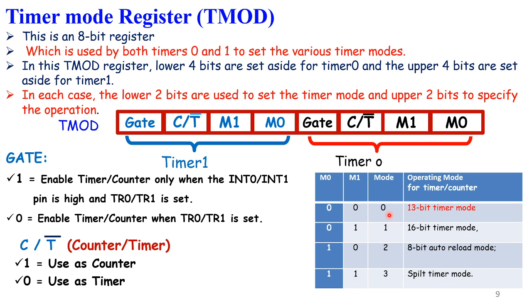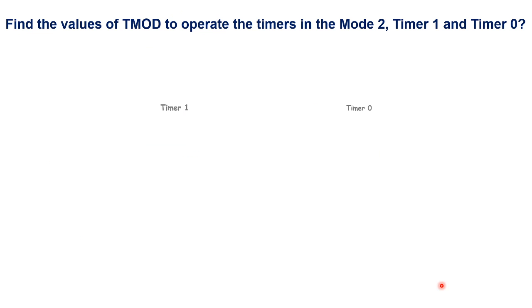Both are 00, mode 0 for timer 0 and timer 1, the 13-bit timer mode. 01 is mode 1, the 16-bit timer mode. 10 is mode 2, 8-bit auto reload. In our serial communication, this mode we use for baud rate selections. So we are going to focus on this one, mode 3, split timer mode.